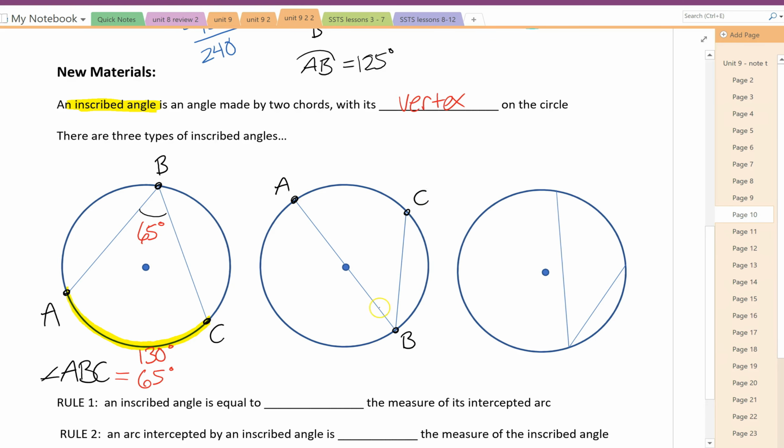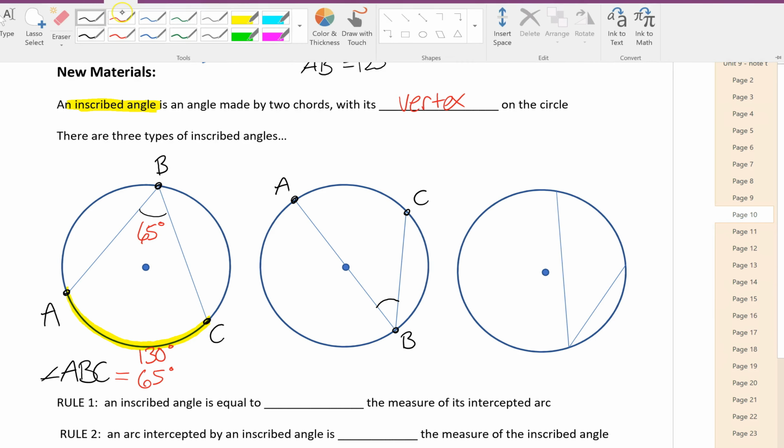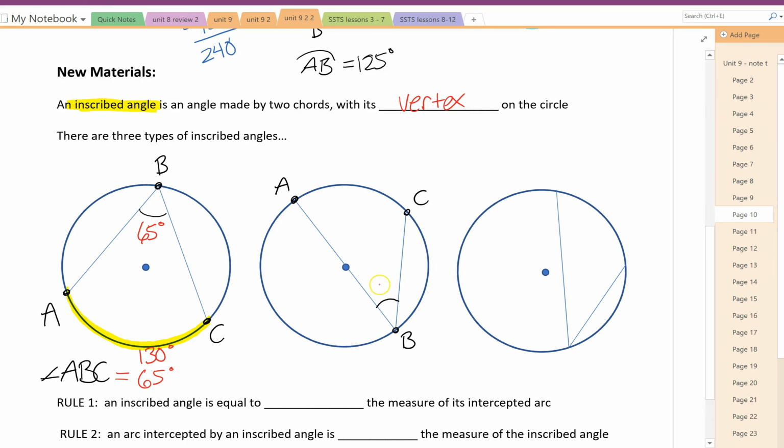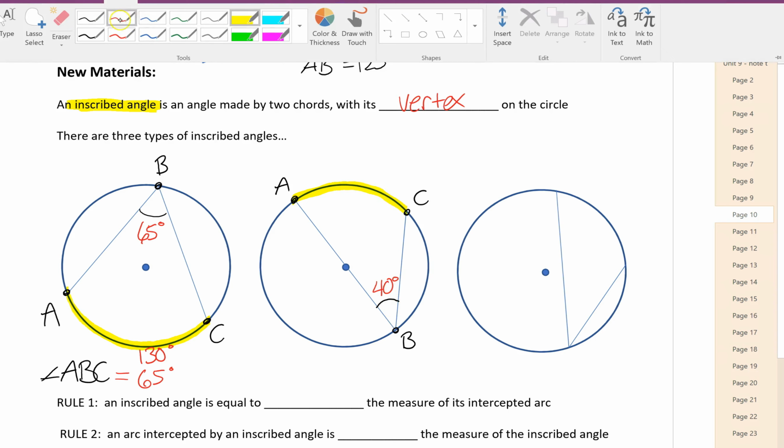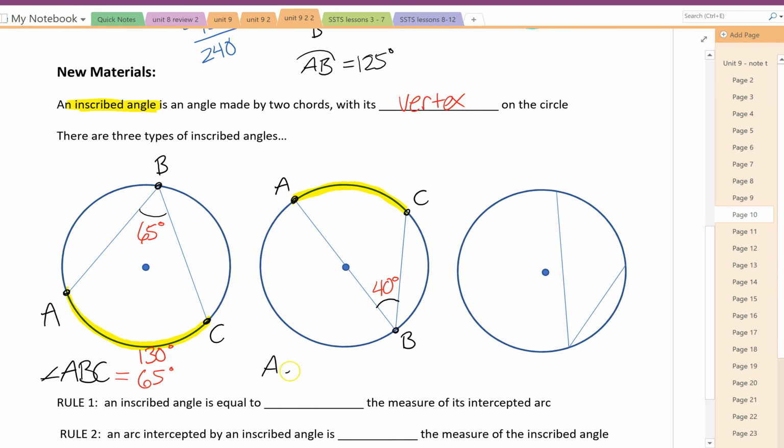And obviously, again, I have angle ABC right there. If I know that angle B down here, angle ABC, let's say I know that this angle right here is 40 degrees. Well, by the same logic from the last one, I know that this arc is going to be 2 times as big as whatever the angle is. And so arc AC is going to be 2 times whatever angle ABC is. Angle ABC is 40. 40 times 2 is 80.